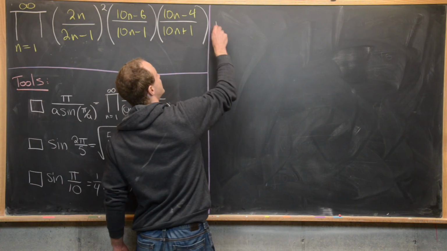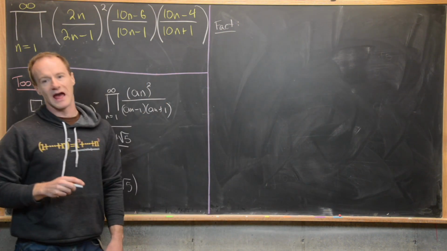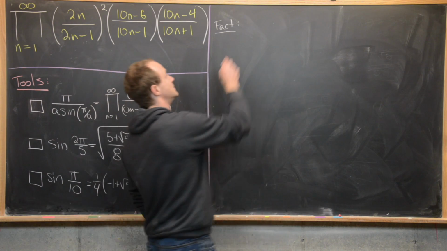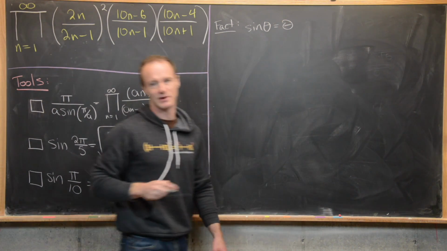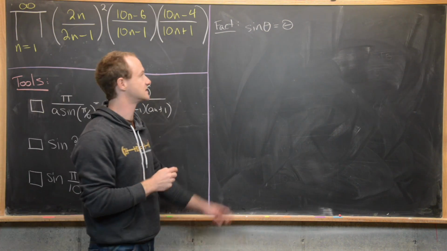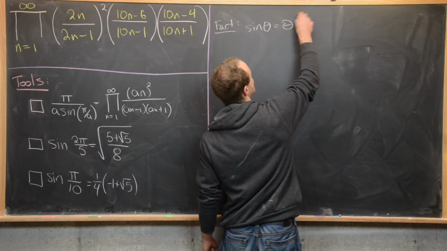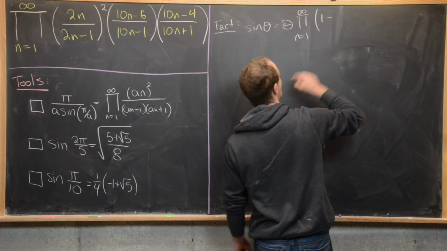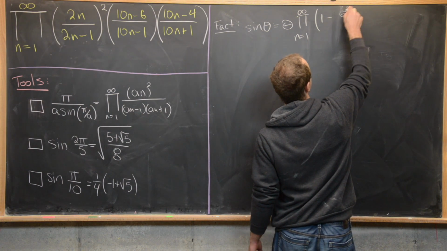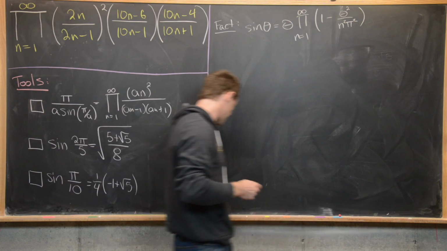So we're going to use the following fact in order to prove this first tool. And that fact is going to be some infinite product representation of sine, but a little bit less specialized than this. So we've got sine of theta equals theta times this product n goes from 1 to infinity of 1 minus theta squared over n squared times pi squared.